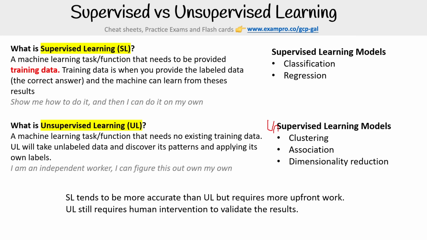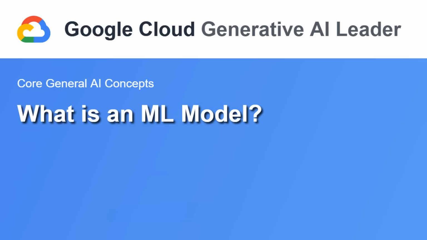And so supervised learning tends to be more accurate than unsupervised learning, but requires more upfront work, whereas unsupervised learning still requires human intervention to validate the results. So hopefully that is clear, okay?